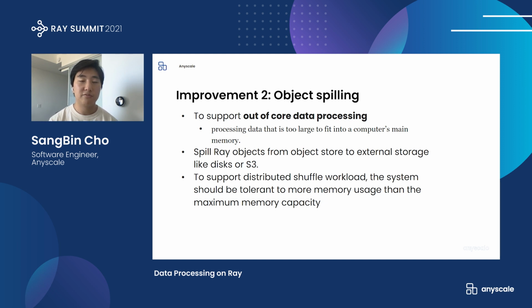The second improvement we've made is to enable out-of-core data processing. For people who don't know what that means, out-of-core data processing is processing data that is too large to fit into a computer's main memory. So in order to support this, we developed a feature called object spilling, which basically spills Ray objects from the object store, the shared memory object store, to external storage like disk or S3.